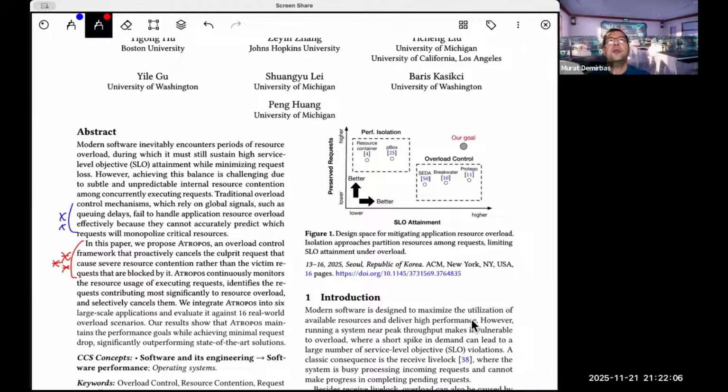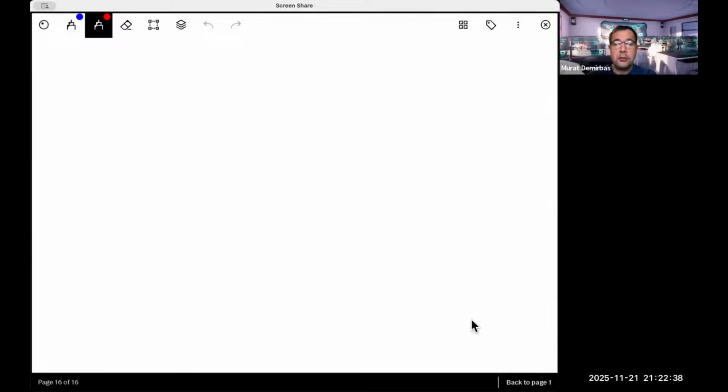Modern software is designed to maximize the utilization of available resources and deliver high performance. However, running a system near peak throughput makes it vulnerable to overload, where a short spike in demand can lead to a large number of SLO violations. A classic consequence is receive livelock, where the system is busy processing incoming requests and cannot make progress in completing pending requests. I didn't know about receive livelock. What is it?